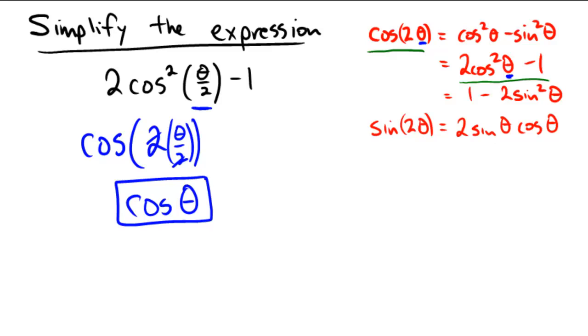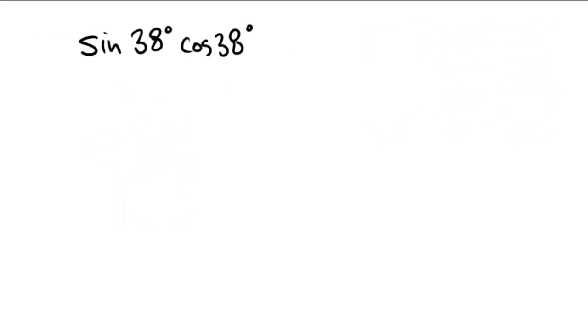Okay, take a snapshot, remember those formulas, those identities, and try to do this one on your own without referring back. Try to simplify sine of 38 degrees times cosine of 38 degrees.